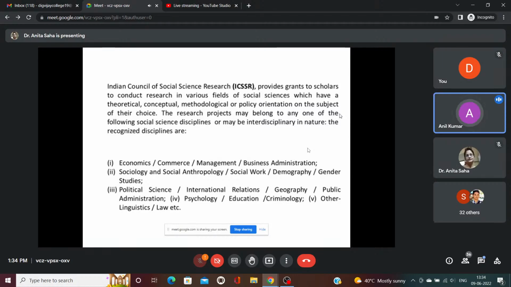So this is one of the big platforms for the people of the social science and the humanities. Every year they are inviting applications. We have to visit the site of the Indian Council of Social Science Research, and you can apply in this field. Again, you can coordinate with the science people also if your work is related with social science and scientific need. Next one. So this is the scheme.